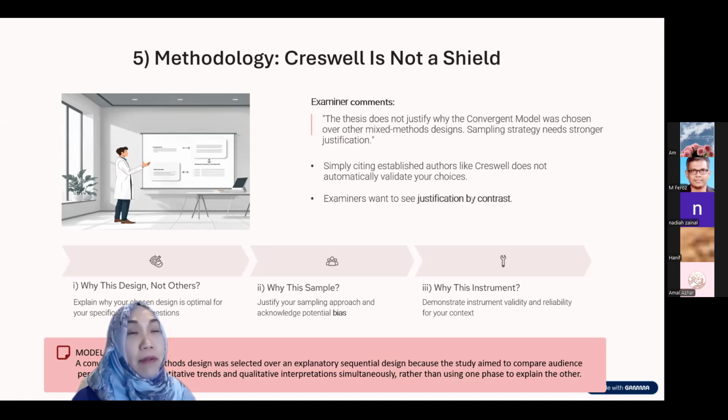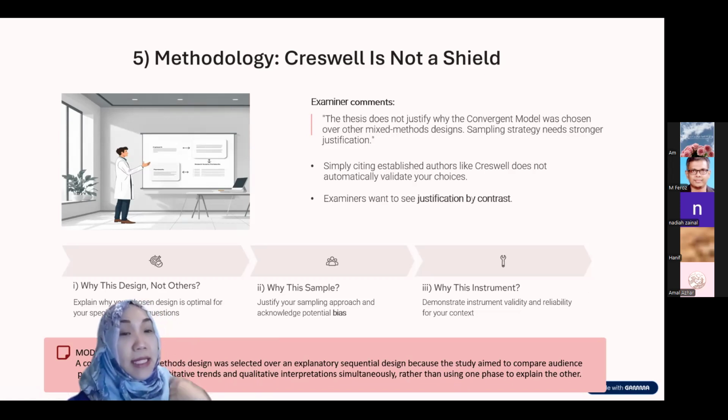there is no comparison of methodology. What you must mention here is actually, look down here, guys, in the pink box, would be something like this. A convergent mixed methods design was selected over an explanatory sequential design. This is for quantitative, okay? Research design, because the study aimed to compare audience perceptions across quantitative trends and qualitative interpretation simultaneously, rather than using one phase to explain the other. So you've got to explain it for the examiner.